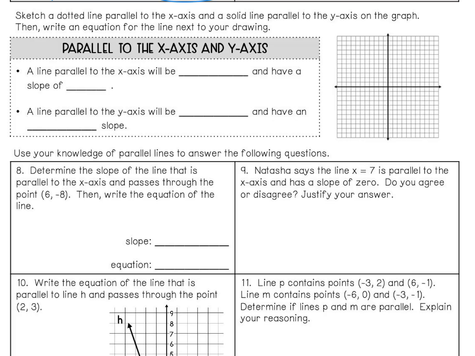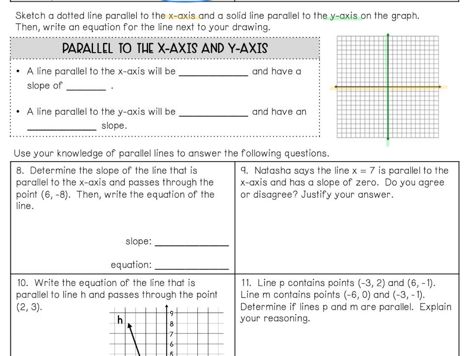Sketch a dotted line. Keyword again, parallel to the x-axis. I'm going to highlight, here's my x-axis. Parallel to that, to the x-axis, and a solid line parallel to the y-axis. So I'm going to color that one in green, just so we can see those. On the graph, then write an equation for the line on your drawing.